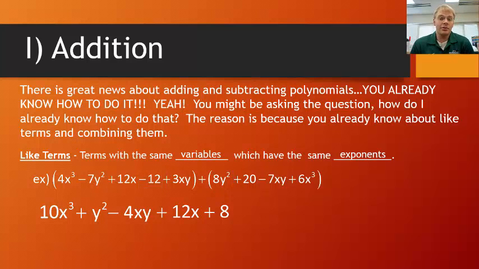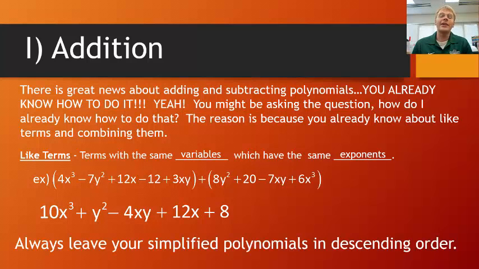All right, it's really that simple. Just look for your like terms, combine your like terms, and make sure we leave our simplified polynomials in descending order. If you notice the way I wrote the terms down here, they were already in descending order, but if I had done them in a different order, I would have to rearrange them so they were descending.